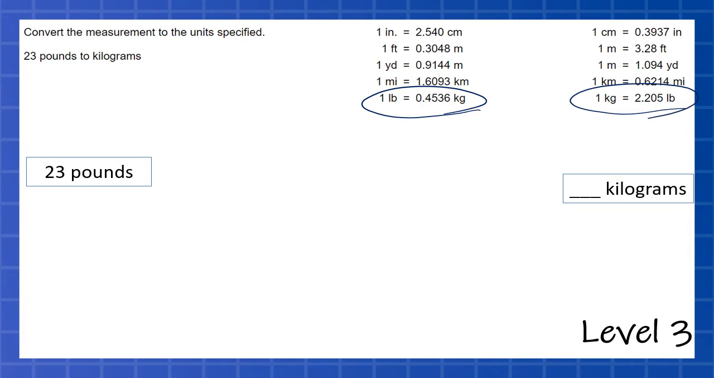Either one would work. We just want to make sure that if we're going to convert to kilograms, that means we want to cancel out pounds. So we're going to put the 1 pound on bottom.